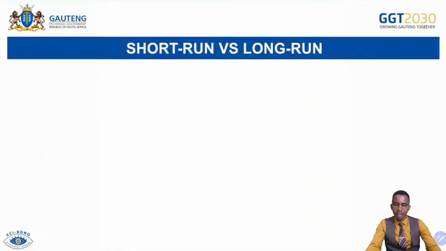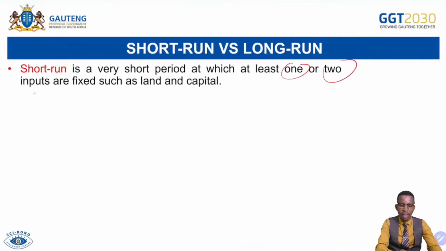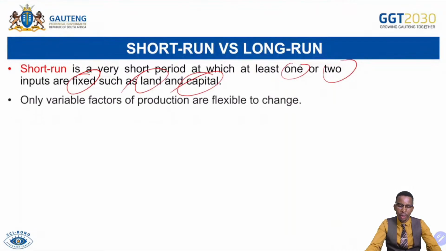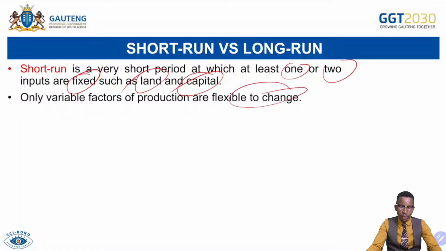Then we start short run versus long run. Like I've mentioned before, the short run is a shorter period at which at least 1 or 2 inputs are fixed or are not flexible. In that case, we talk about land. Land is not flexible in the short run. Actually, it's fixed even in the long run. And then capital is not flexible in the short run. Also, labor is not flexible in the short run. It takes time for the labor to be ready for being used or to enter the labor market. Then also, only variable factors of production are flexible to change. Then we continue still on the short run.